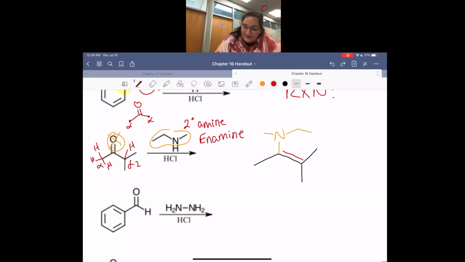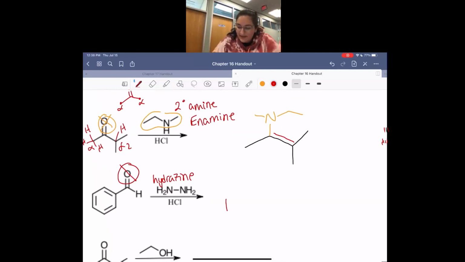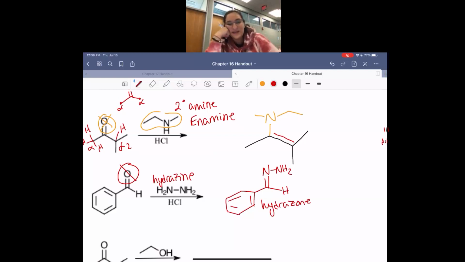Yes. This is the hydrazine. So we're going to form the hydrozone. And the way we do that is we get rid of this and we attach, keep this the same. And we're going to attach the nitrogen and an NH2. And now this guy is the hydrozone. Ta-da! Any questions on how I did this one?